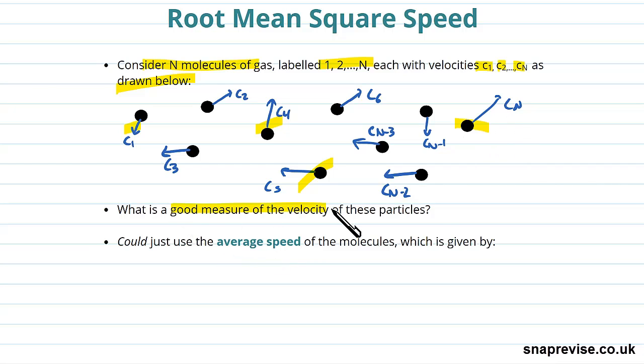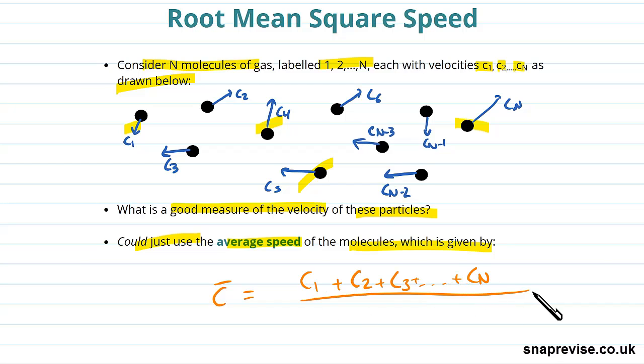So what's a good measure of the velocity of these particles? As in, if we wanted to talk about their velocities kind of as a whole, rather than talking about the velocities of each individual particle, we wanted to give an idea of what they're all doing, like an average. What could we do? Well, we could just use the average speed of the molecules, which is given by c bar. I'm going to use bars to mean average all the way through this, and we'll see it much more later. So that would be c bar equals c1 plus c2 plus c3, all the way up to cn, and then we divide it by our total number of particles, which would be n. And that's our average speed, or our mean speed.